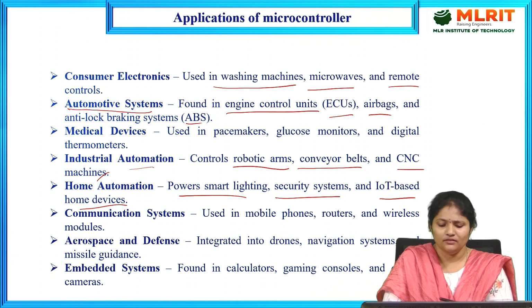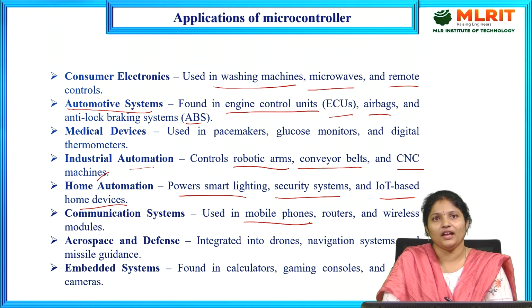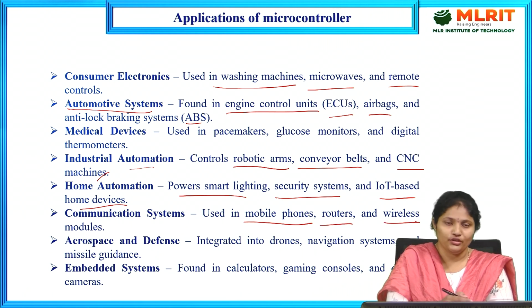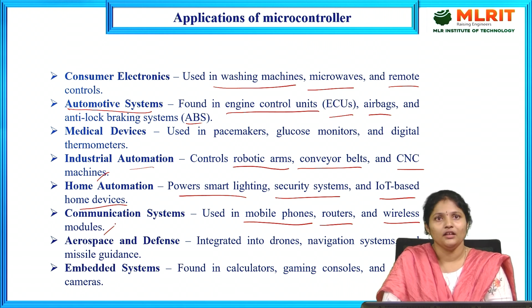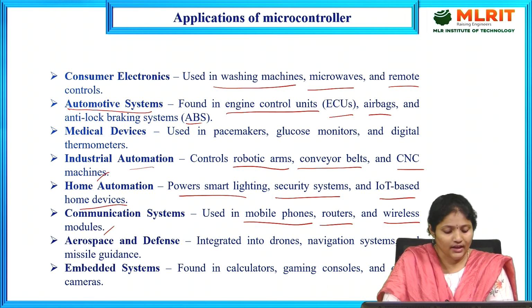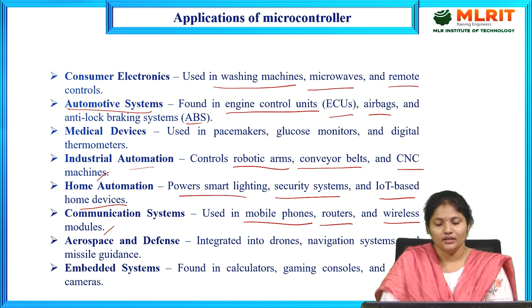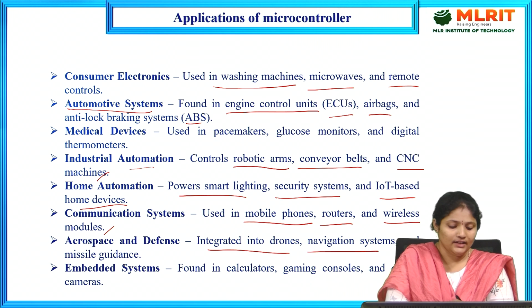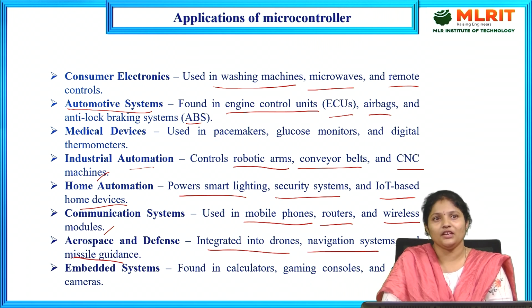For communication, the most usable thing is mobile phones. Our mobile phones also have microcontrollers in them. Routers, Wi-Fi connections, and wireless modules, everything. Wi-Fi connections come under communication systems. Coming to aerospace and defense, we are using drones. Nowadays drones have become very famous, and some service websites also use these drones to serve their customers. Navigation systems, GPS systems, missile guidance systems, all these are applications of microcontrollers.